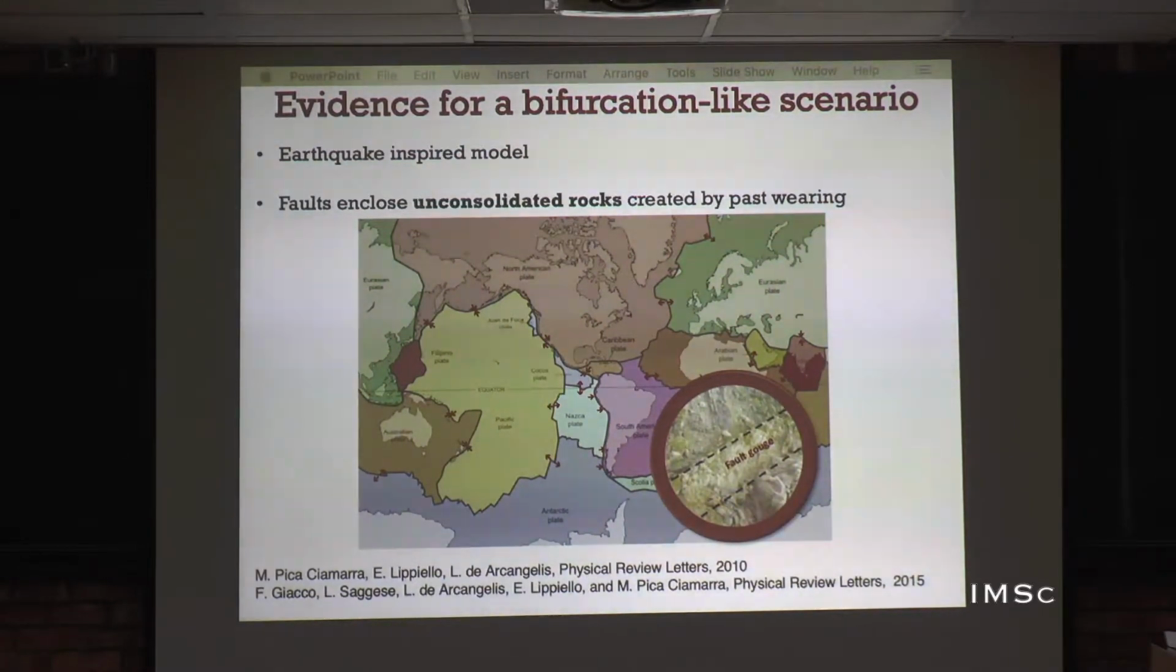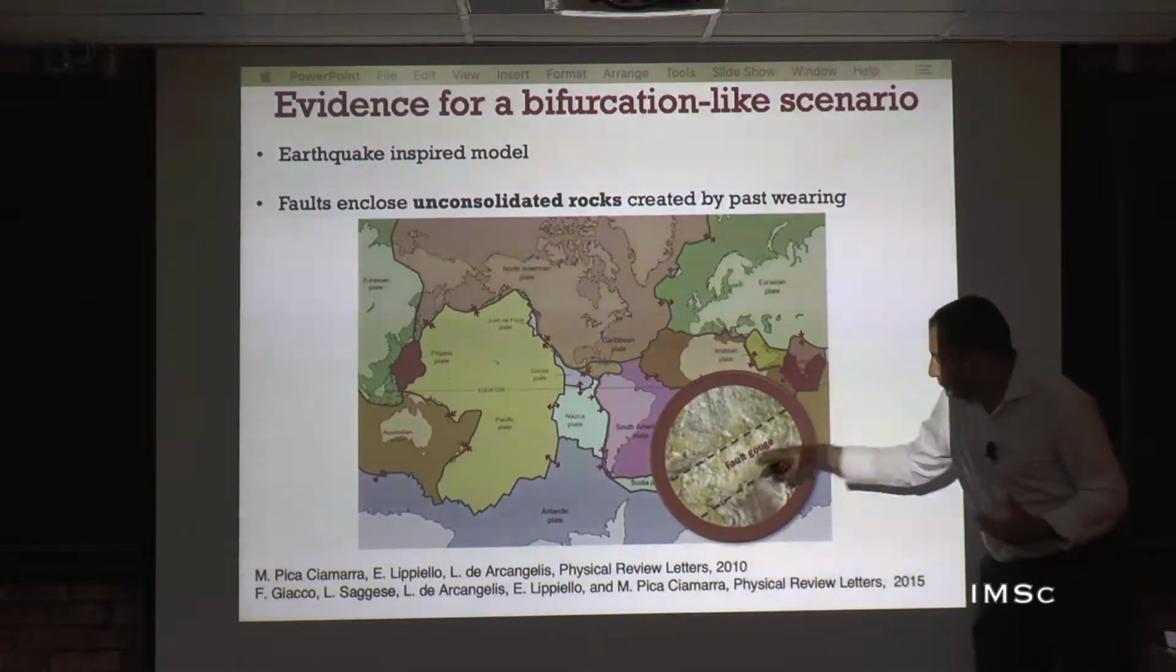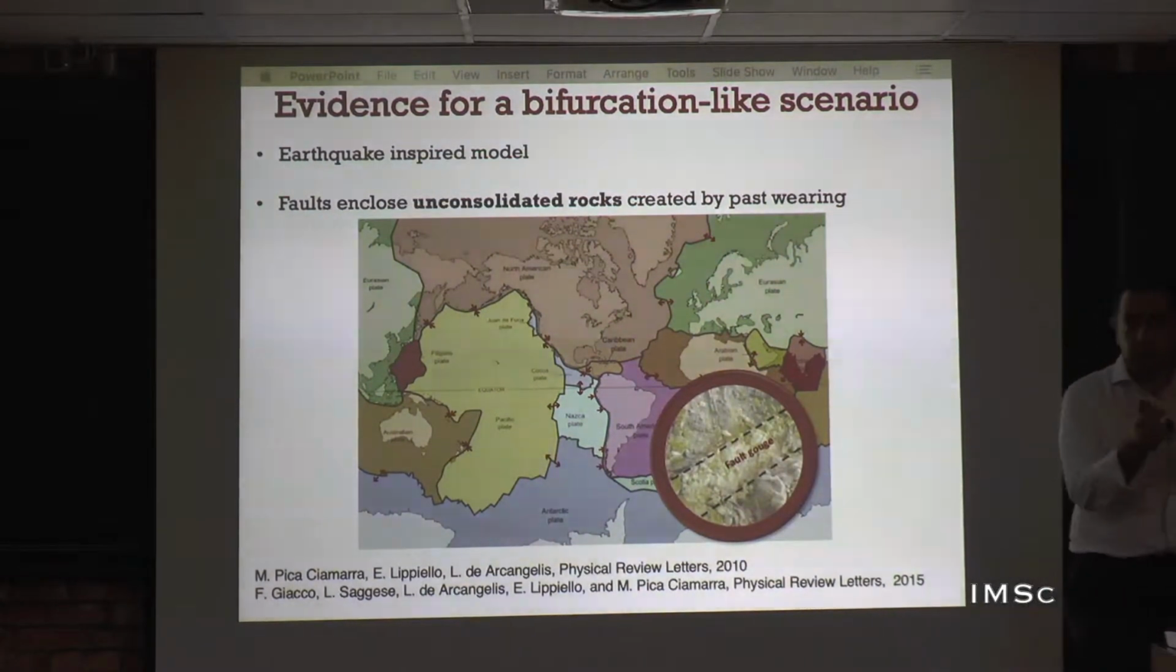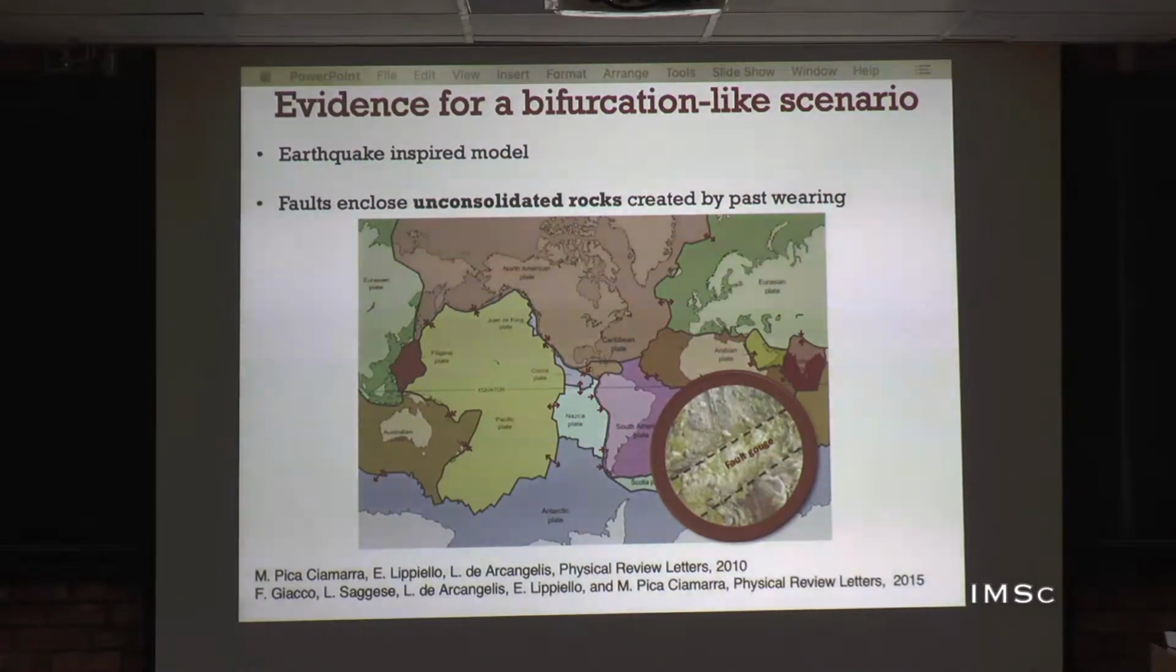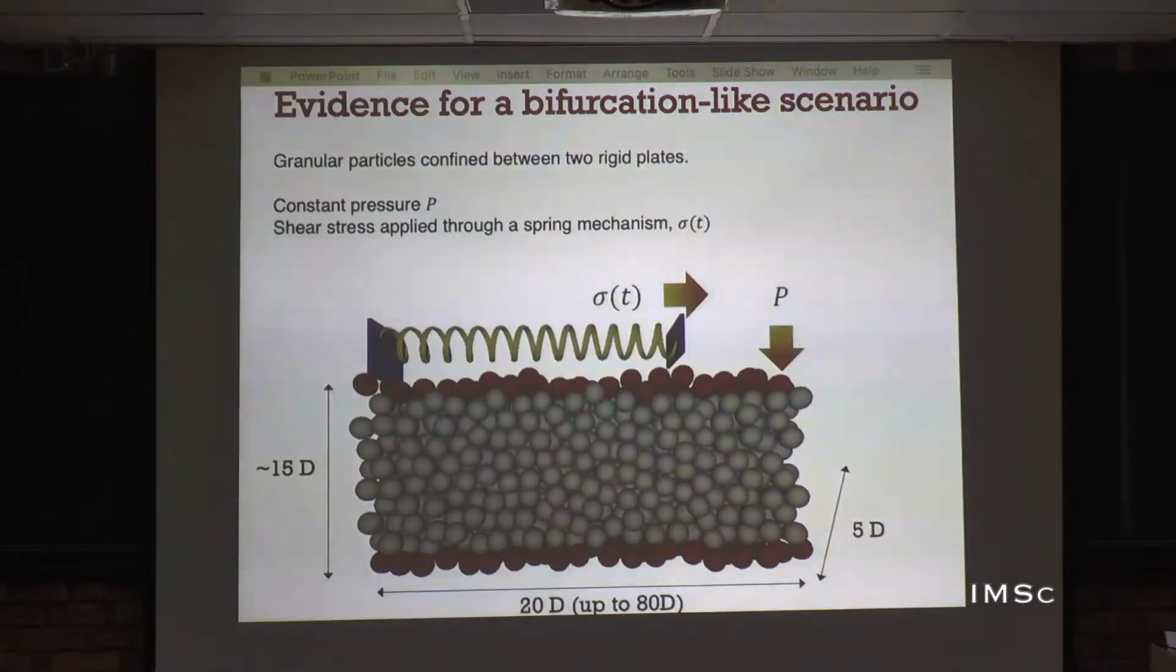So, you know, earthquakes occur along persisting faults, and in between two faults you have granular materials, which are just pieces of rocks, crushed rocks between the two planes. So how do you model this? Well, there are a variety of different models. So what we do is the following.